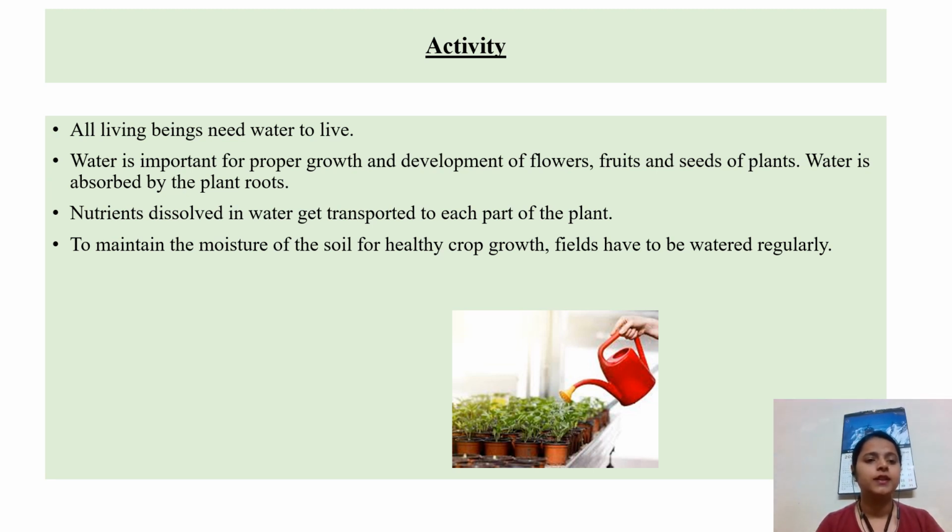So it is written here that all living beings need water to live, which is very true. Water is important for proper growth and development of flowers, fruits, and seeds of plants. Water is absorbed by the plant roots. Nutrients dissolved in water get transported to each part of the plant. To maintain the moisture of the soil for healthy crop growth, fields have to be watered regularly.